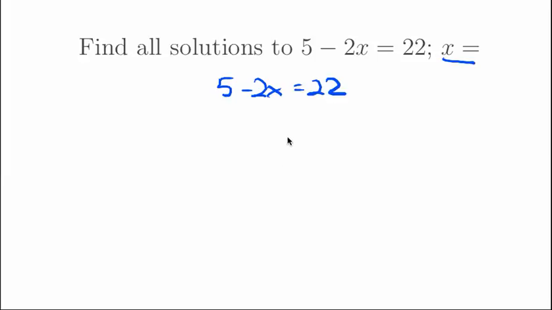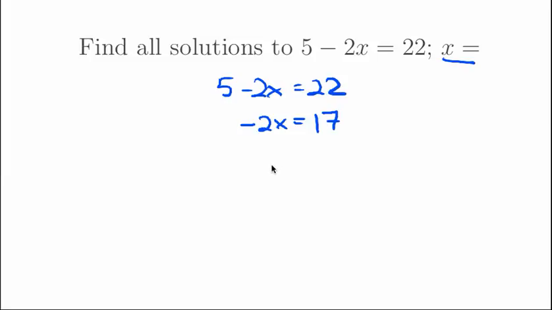The first thing we might want to do here is subtract 5 from both sides. That will not isolate the x, but it will isolate the negative 2x. So if I subtract 5 from both sides, I get negative 2x equals 17, because 22 minus 5 is 17.